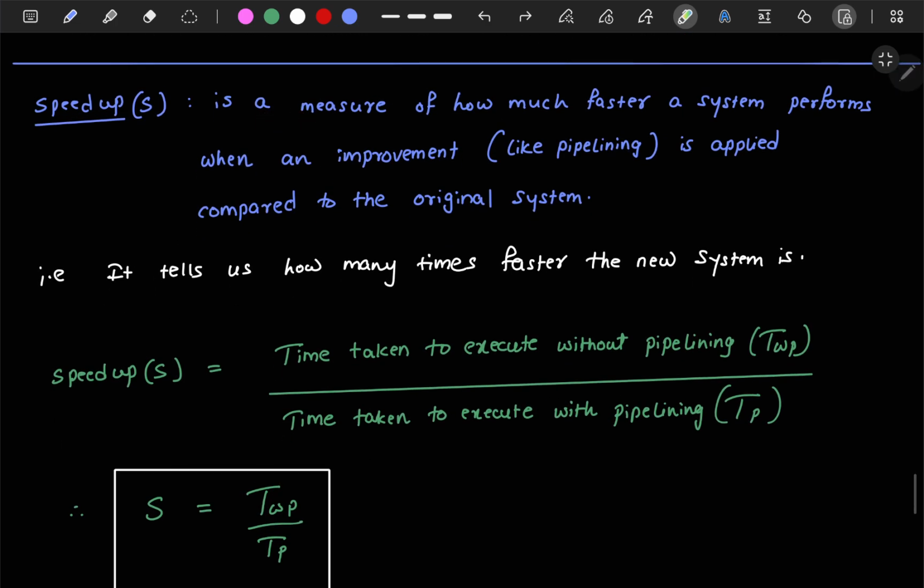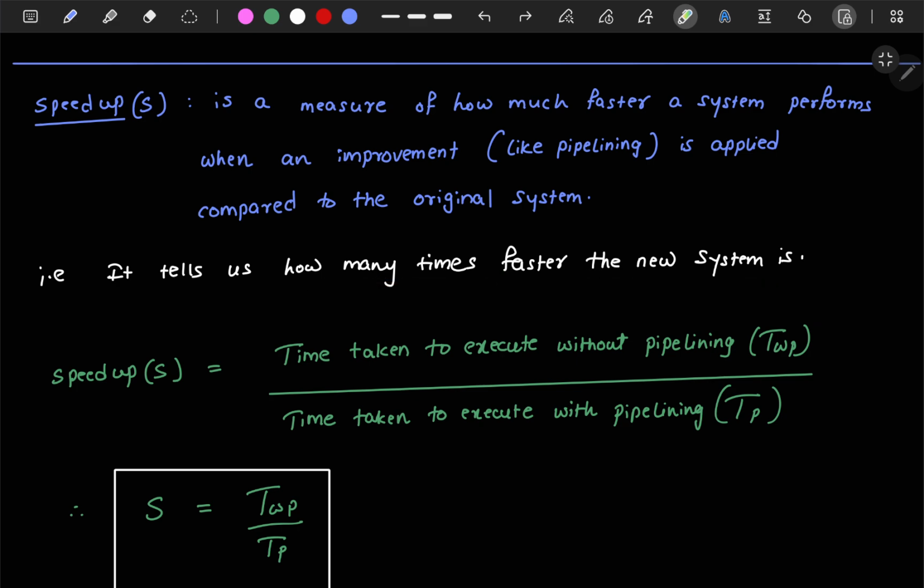Speed up is a measure of how much faster the system performs when an improvement, pipelining, is applied compared to the original system. What we are doing is applying pipelining on some original system, and then we are seeing how much faster that particular system became after applying pipelining. That is what speed up is all about. So we can see how much faster the new system is.